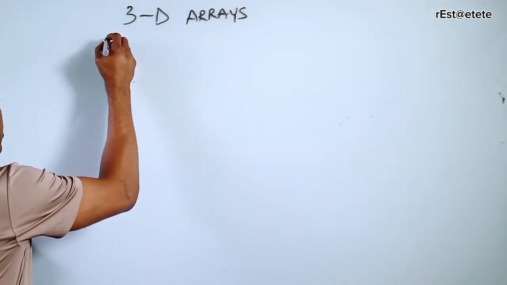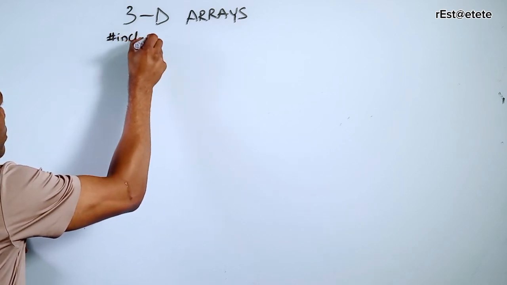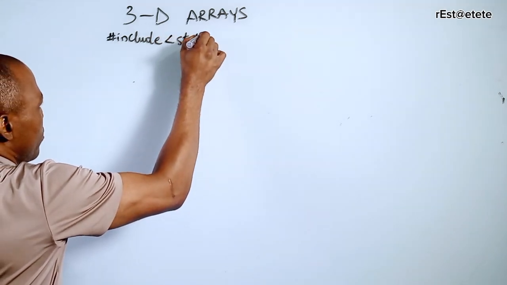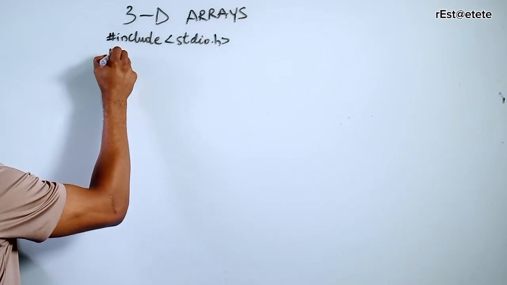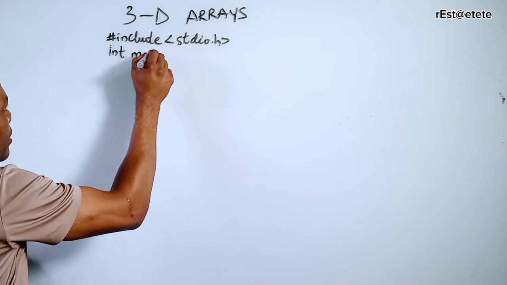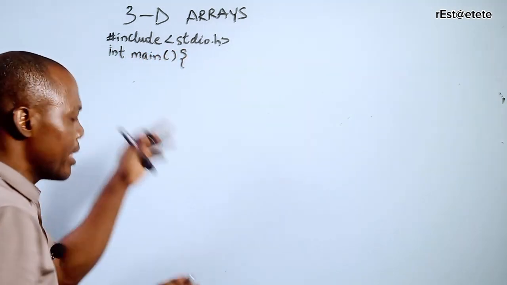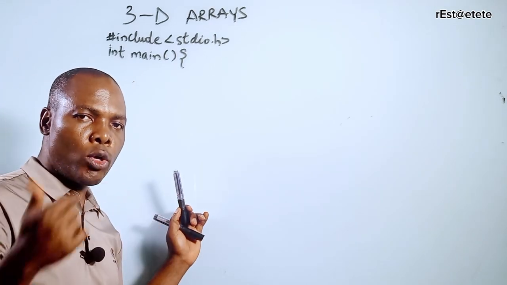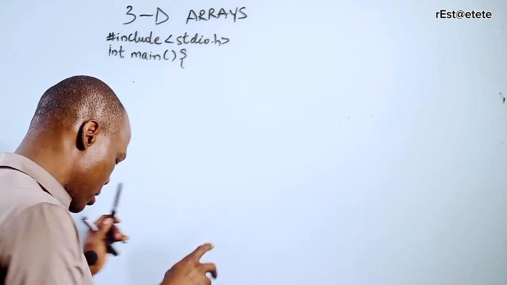So I will say #include <stdio.h>, then I say int main function. In this class, I am going to do compile time initialization. Then in Code::Blocks, I am going to show you runtime initialization of the arrays, right?